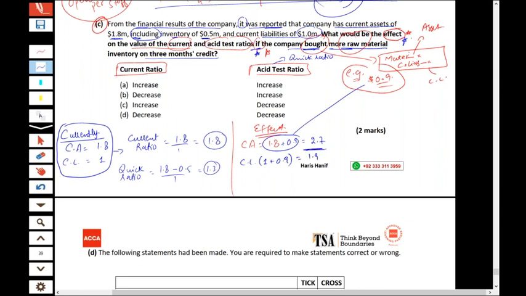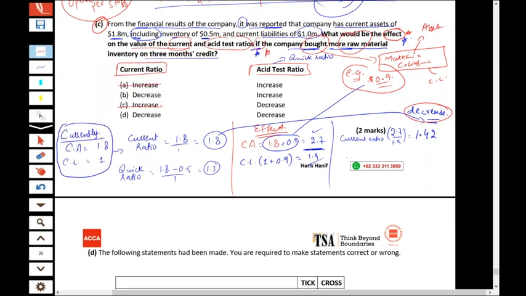Now this is my new figures. So what would be the effect if I will be calculating current ratio? That is 2.7 divided by 1.9, that is 1.42. And see that my current ratio is decreasing. So that means this option is eliminated and this option is eliminated. My current ratio is decreasing.